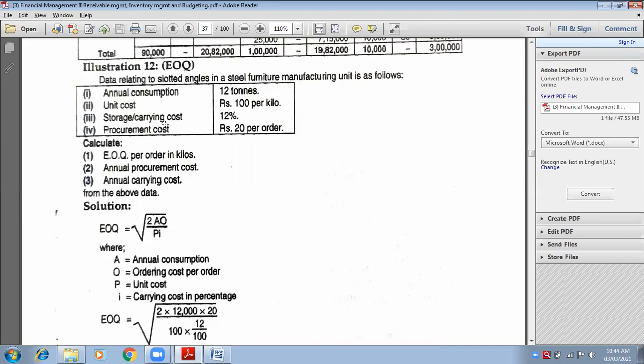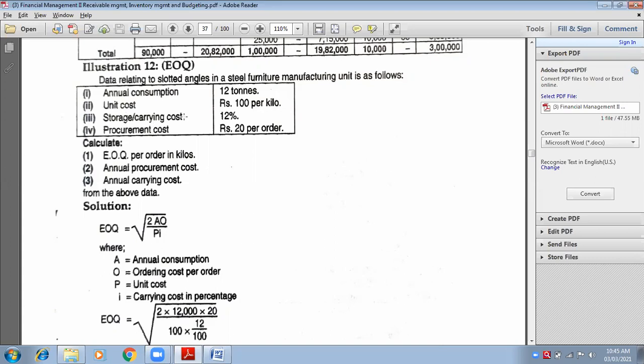Storage or carrying cost. I always told you when I started with the introduction part, I was again and again telling you that carrying cost is also known as maintenance cost. Carrying is also known as storage cost. Do you remember? Yes, ma'am. So storage cost, maintenance cost, carrying cost is the same, ICC only.